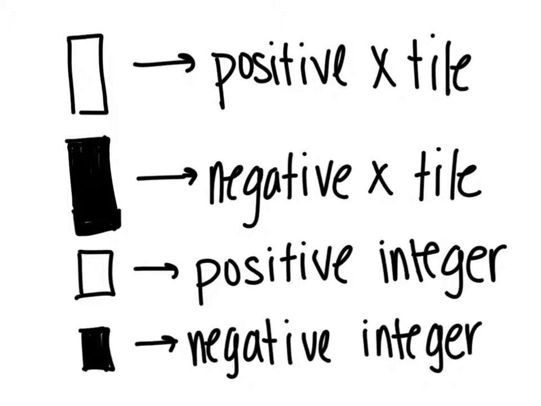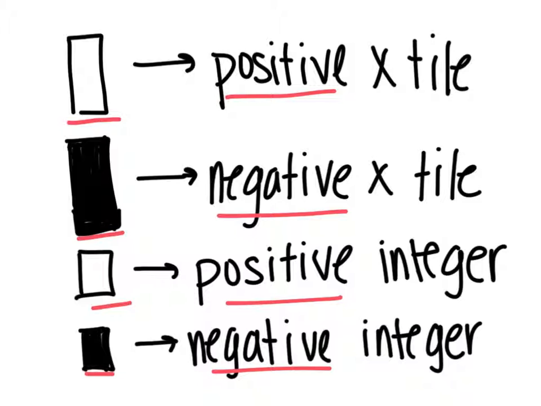In this video, we're going to talk about how to solve equations using tiles only. So I have this first slide here where we're going to talk about the different types of tiles. A tall rectangle that is not shaded in is a positive X tile. A tall rectangle that is shaded in is a negative X tile. If it's a square not shaded in, it's a positive integer. And if it is a shaded in square, it is a negative integer.